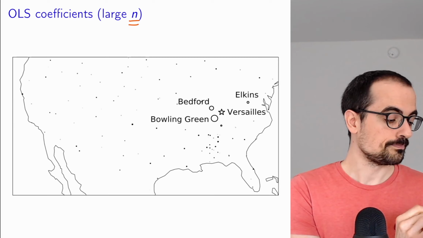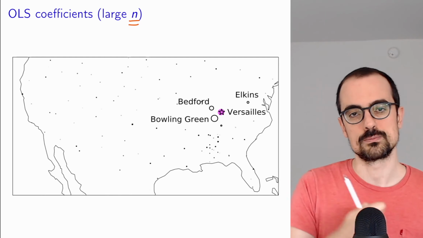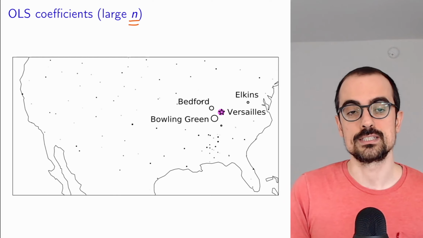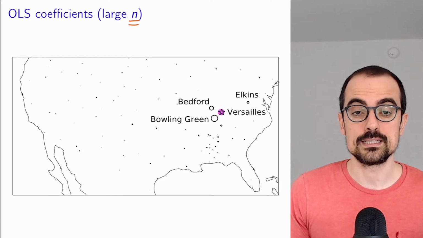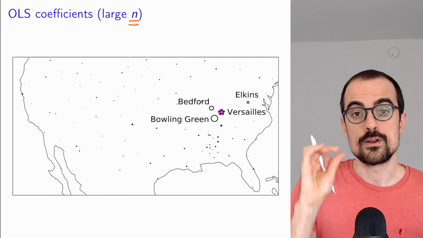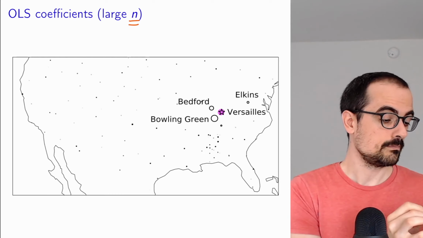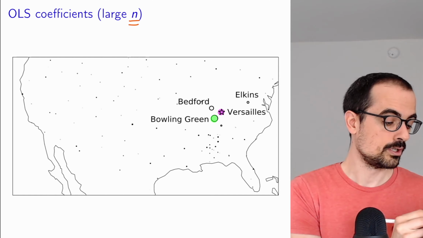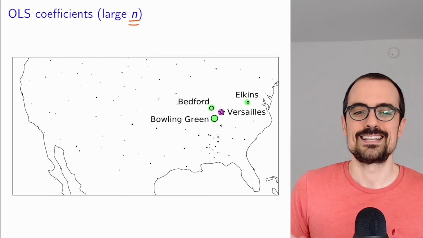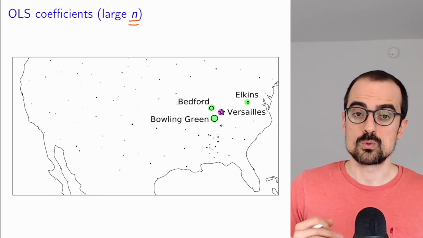So here I'm plotting, on the one hand, the location of Versailles, so the location of our response, where the temperature corresponding to the response is measured. And I'm plotting also the linear coefficients in the OLS model for a large number of training data. The way I'm plotting them is as circular markers, where the radius is proportional to the amplitude of the coefficient. And what we see is that we have three large coefficients that correspond to locations that are pretty close to Versailles, which makes a lot of sense. And the other coefficients are all very small.